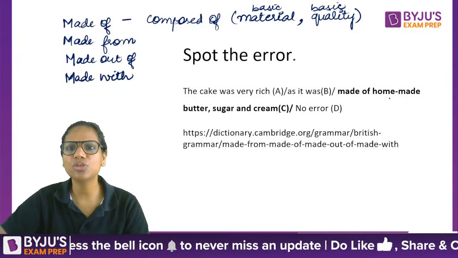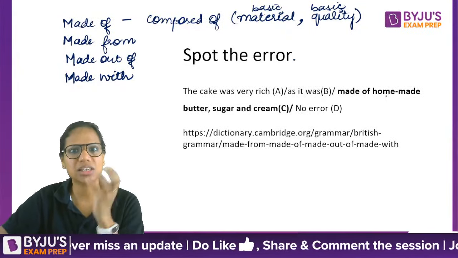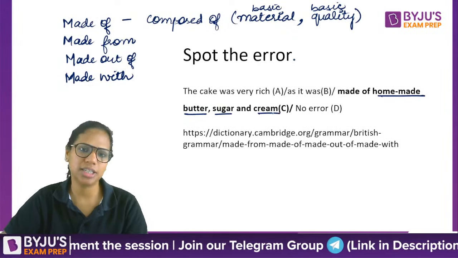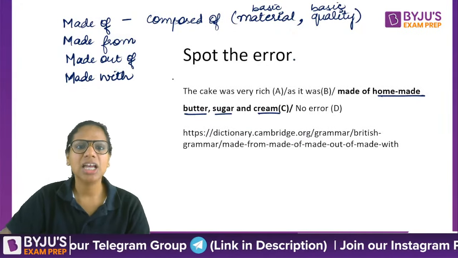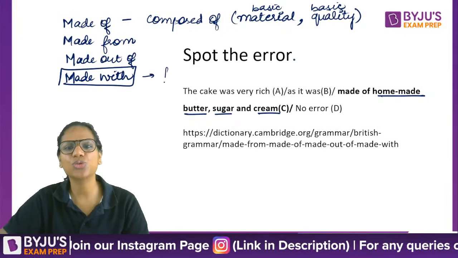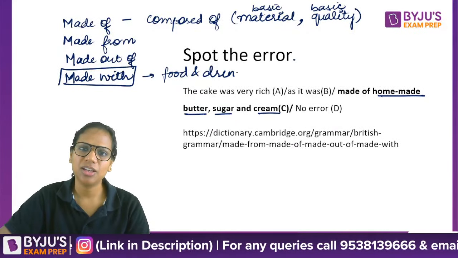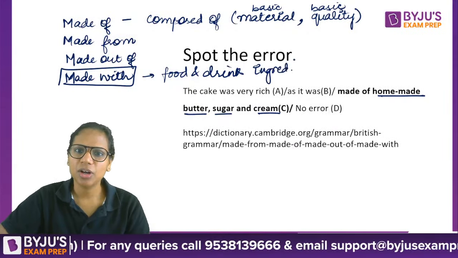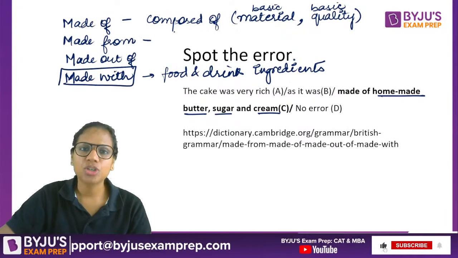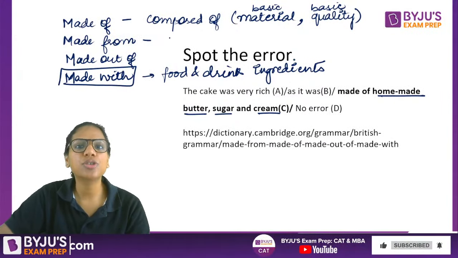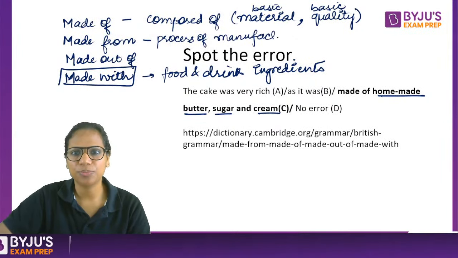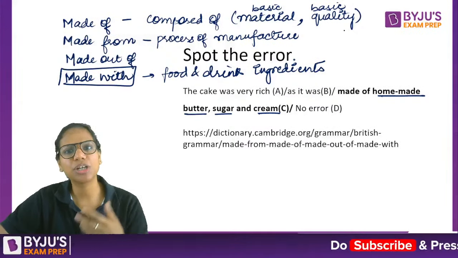Here, on the other hand, the focus is not on the basic qualities or the basic material substance. It's on the ingredients: homemade butter, sugar, and cream. So when we talk about the ingredients, the better phrasal verb to use is made with. Okay, and it's usually used to talk about the ingredients of food and drink. So made with homemade butter, sugar, and cream. Okay, made from. So when we talk about the process of manufacture of something, that's when we say made from. So for instance, I can say plastic is made from oil.